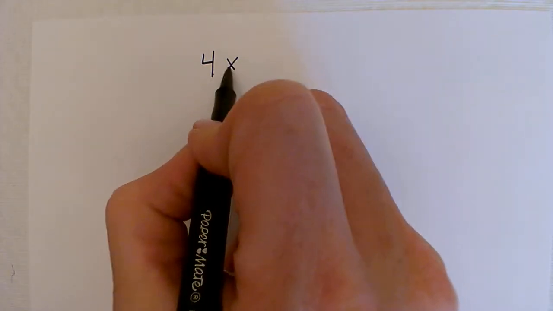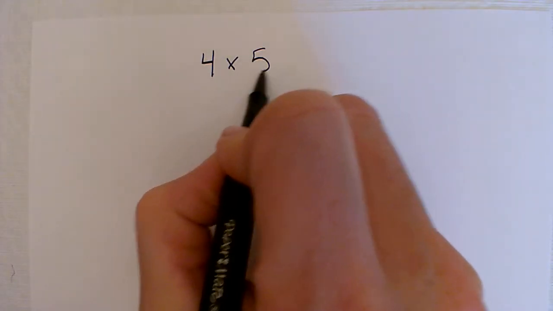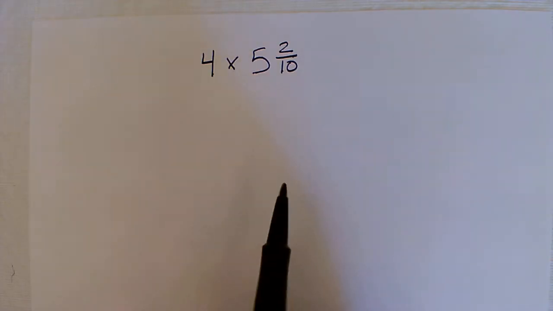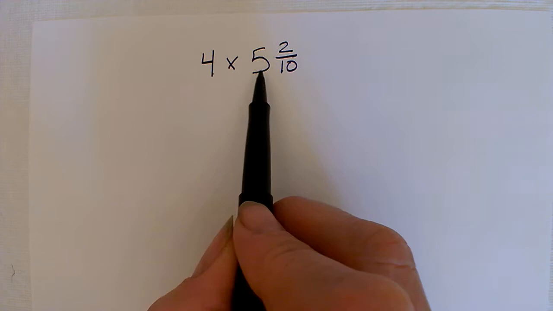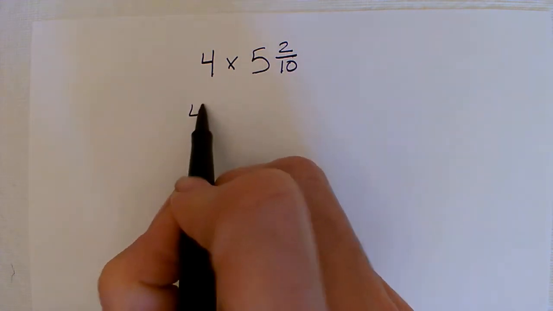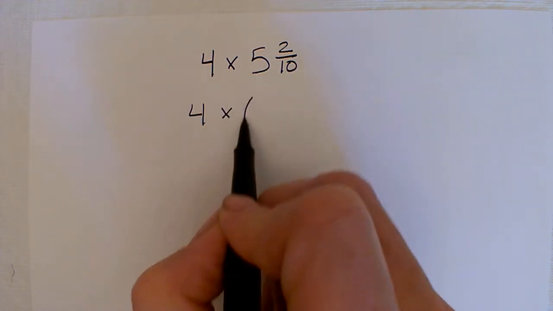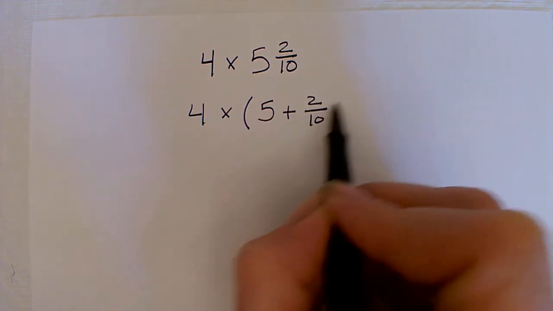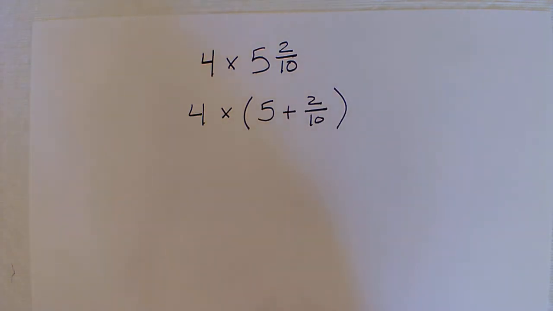All right, so here's our next problem. So for our next problem, let's do 4 times 5 and 2/10. So the first thing we are going to do is we are going to pull apart that 5 and 2/10. So we're going to have 4 times 5 plus 2/10. And remember, it's really important to have those parentheses. Makes a huge difference when you're doing math where your parentheses are.